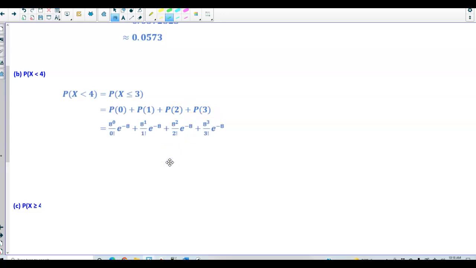We know that the value of x is 0, so 0 is given for the value of x, and our mean is going to be 8 in that formula. The next one, our value of x is 1, and again our mean is represented by 8. The next value is the probability of 2, so x represents 2, and again the mean is 8. And the last one, the value of x is 3, and again the mean is 8. So we're going to plug it into this formula and then add them together. Let's go ahead and do that.